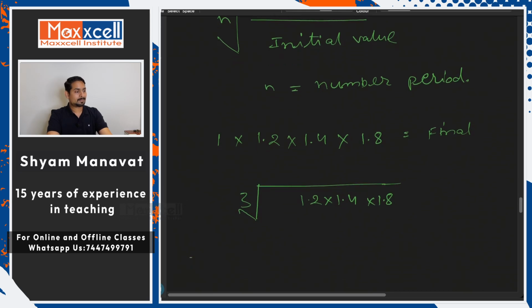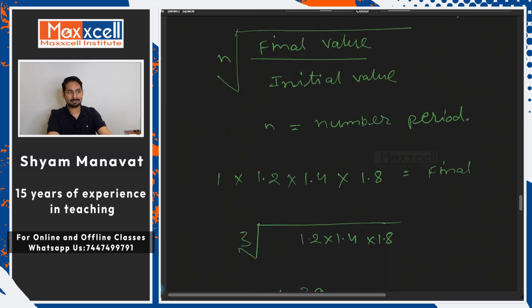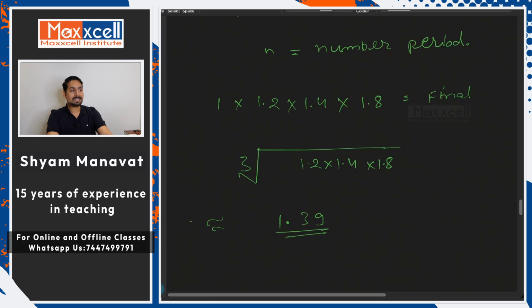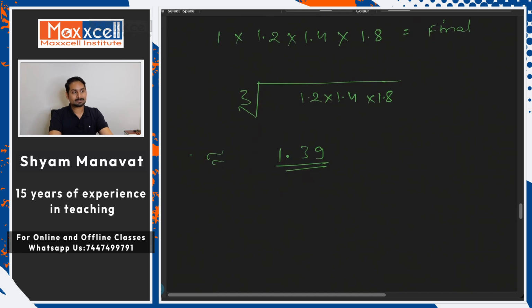This is going to get you the answer. You will get approximately 1.3904 something. But that's not the final answer. Hold on. Are you okay till now? For an increase in population, to calculate the average percentage increase, you calculate the final population, divide by the initial one, and take the nth root, where n is equal to the number of periods, right?